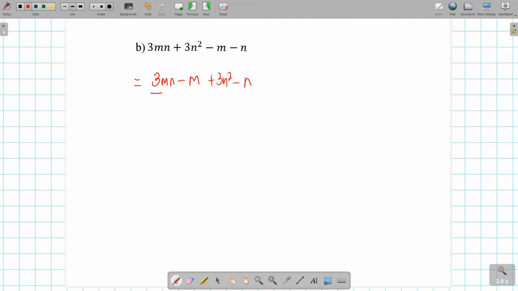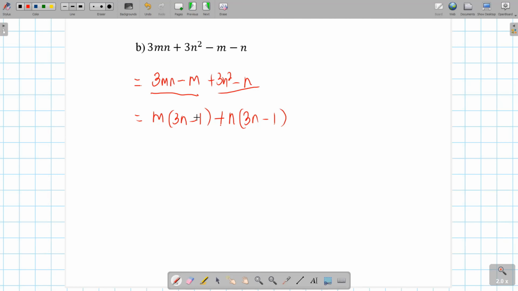So once we pair them, this one will be one pair, and this one will be another pair. We look at the first one. The m and m is the common factor, so we extract the m out. We're left with 3n, and then this will be minus 1. Then we look at the second pair, 3n squared minus n. The common factor is n. So from 3n squared you take out n, we're left with 3n, and for this one we're left with 1. Do you see that? We got two brackets that are the same.